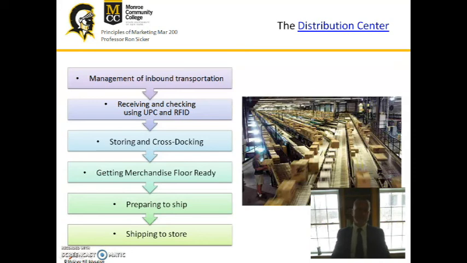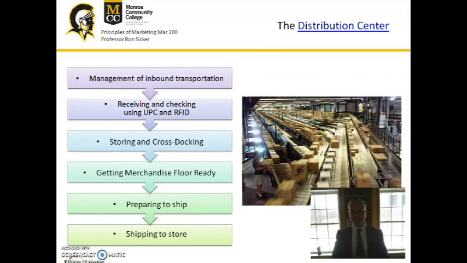Distribution centers, again, are places where they'll hold inventory from the manufacturer going into a retailer or someplace else. They manage inbound transportation of products. They manage outbound transportation of products. They receive and they barcode scan with RFID. They cross-dock. If you want to know what cross-docking is, make sure that you take a look at the appendix with the glossary. It talks about cross-docking. They get merchandise ready to go to the retail floors.